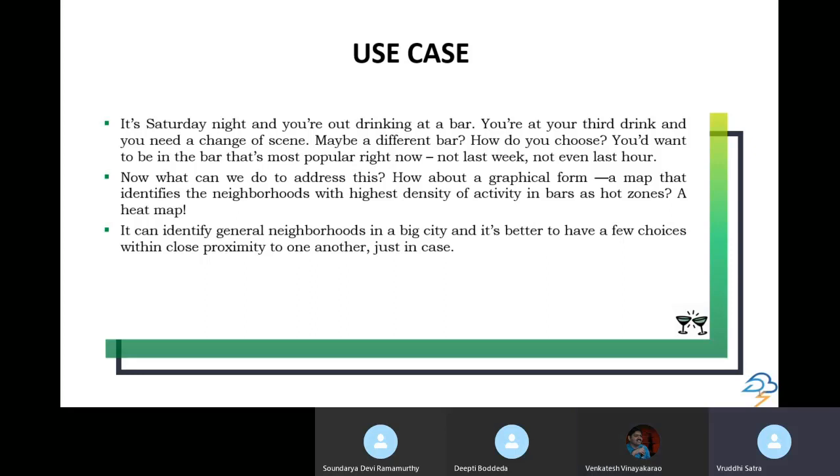So you have had your third drink and now you feel like you don't like this place so much. So you want to go to a more popular bar where all the crowd is. But there are so many bars in the city. How do you even decide which one is popular?